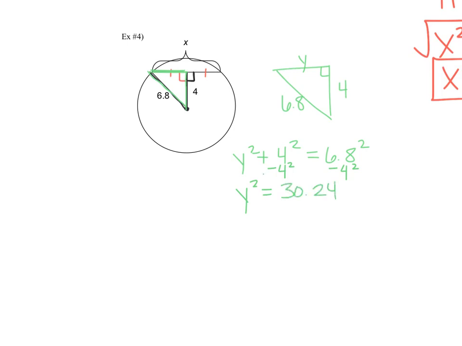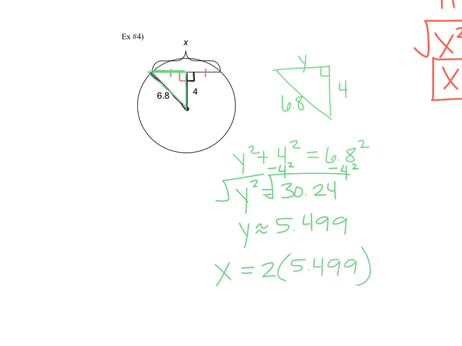Okay, so we square root that, and we get y is approximately, now here's where you do need to be careful. Because we're rounding and then finding something else, don't call this to the nearest tenth yet. I would call this 5.499, or just leave it in your calculator as you see it is fine. X is double that, so 2 times that 5.499, and now you can round to the nearest tenth.